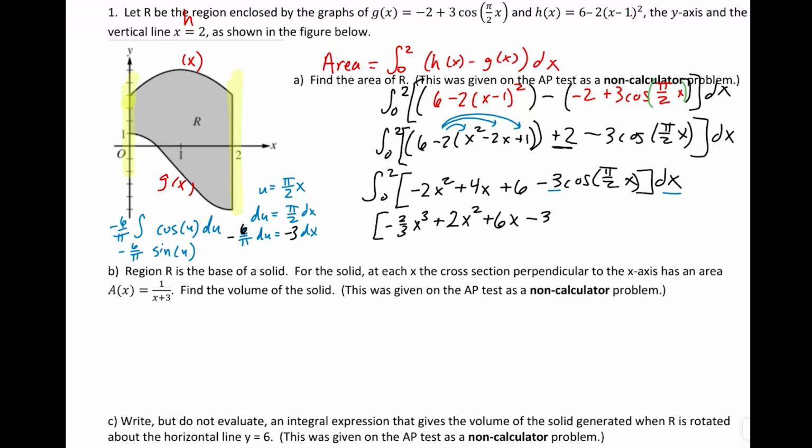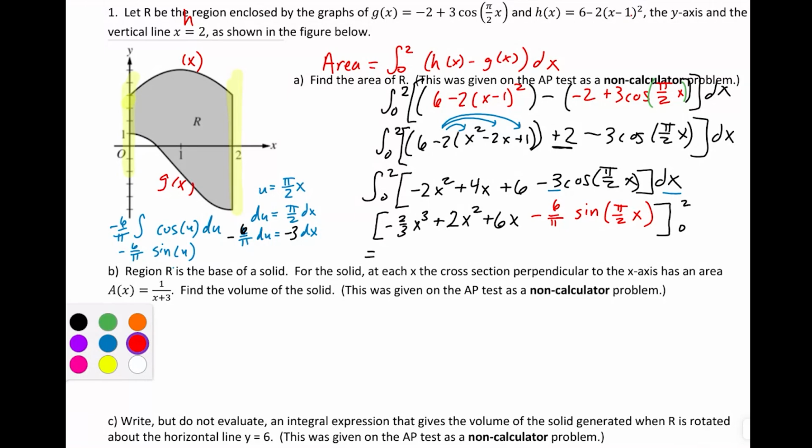So we're not going to worry about that. So negative 6 over pi sine of u, where u is pi over 2x. I'm actually going to erase this minus 3. I'll write this as minus 6 over pi sine of pi over 2x. And we're going to evaluate that from 0 to 2. Okay. Now, I'm not actually going to use a calculator here, so I'm just going to plug in the numbers and then be done after that step.